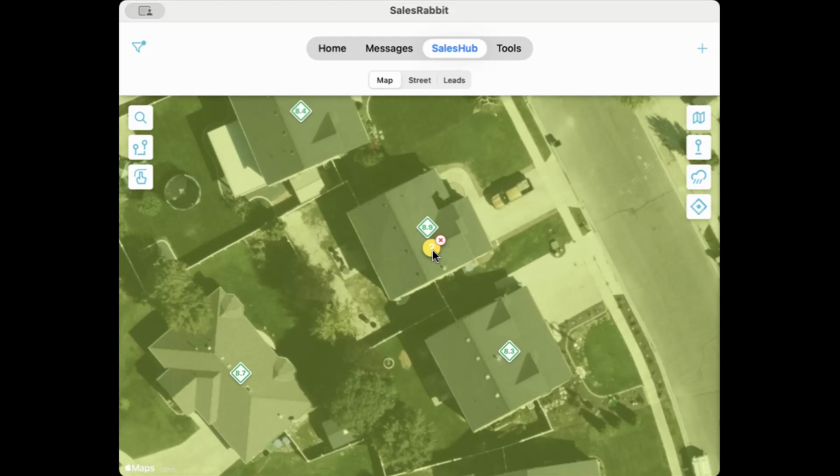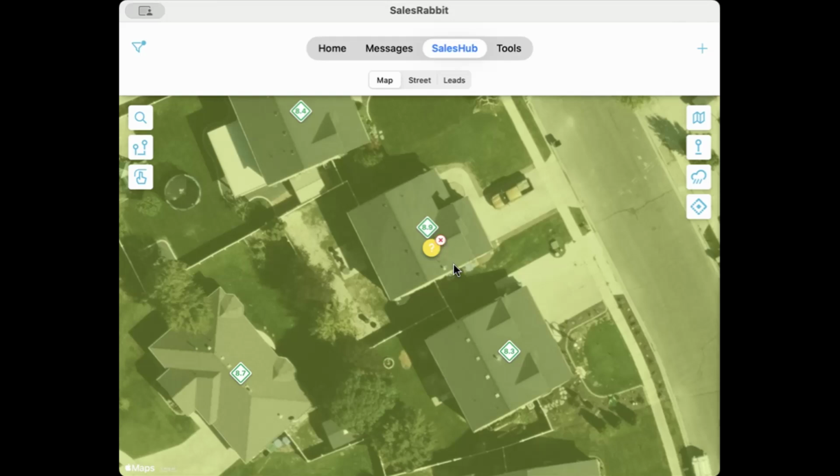If it's yellow and it's the little Wi-Fi signal, that means that we were 25 meters to 100 meters away from the pin based off of our location. So it means I was probably just a little bit up the street. I knocked a couple of doors and then I added that pin, or I went a couple of doors down. The last one is what you're seeing right here, which is the red X. That means we were 100 meters plus away from the pin when we dropped it.